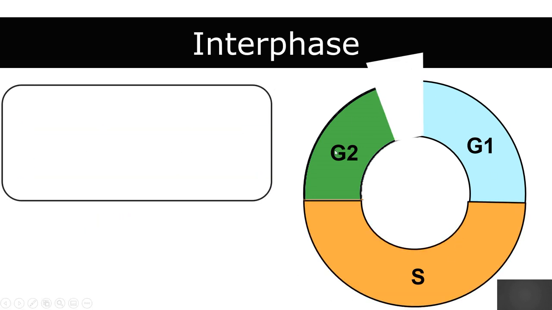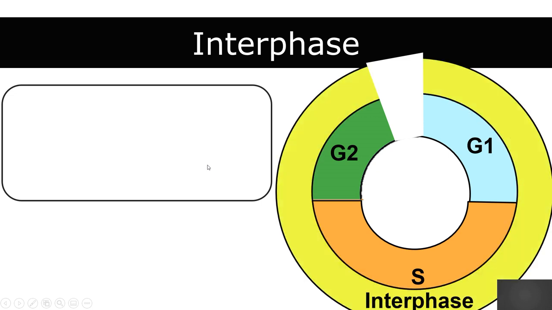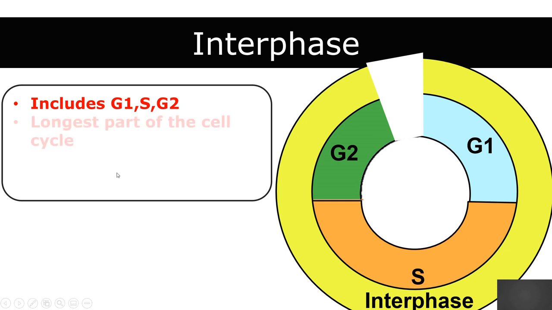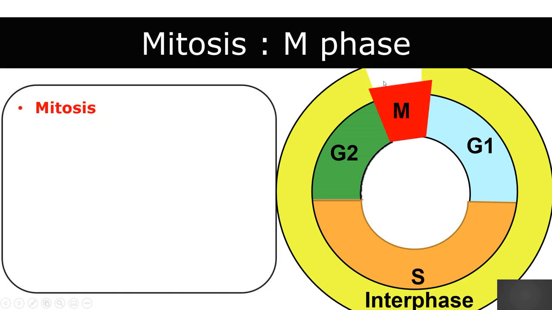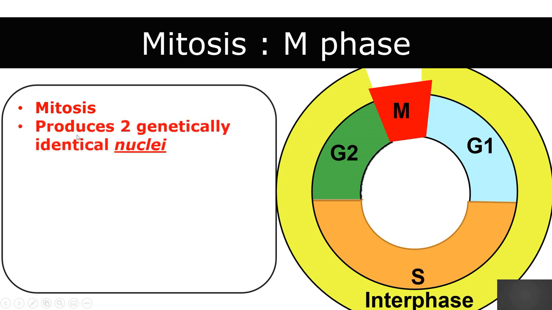So these three parts of the cell cycle together make up what is called interphase. So interphase includes G1, the S phase where that DNA synthesis is happening, and G2. It's considered the longest part of the cell cycle, and it is marked by growth both in the cell size and in DNA replication. So it is basically doubling everything in preparation for that cell to divide into two. So the last part of the cell cycle is M phase, and so that is for mitosis. And mitosis is all about producing two genetically identical nuclei.